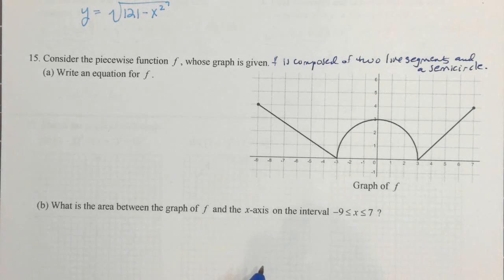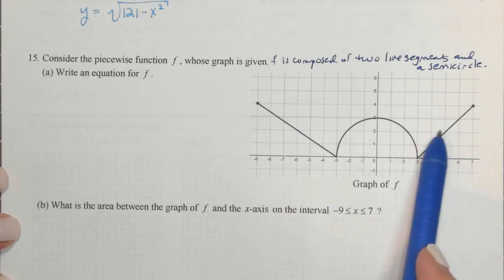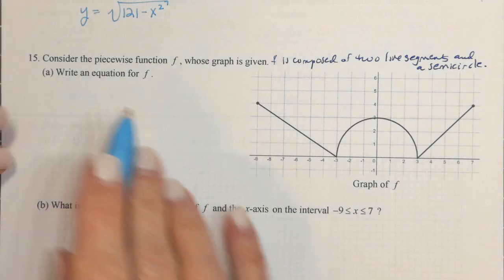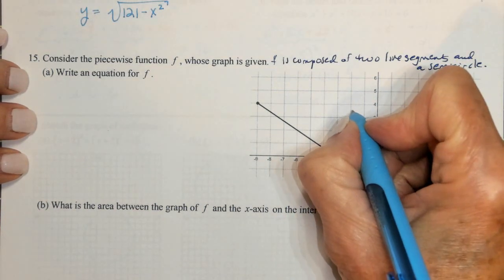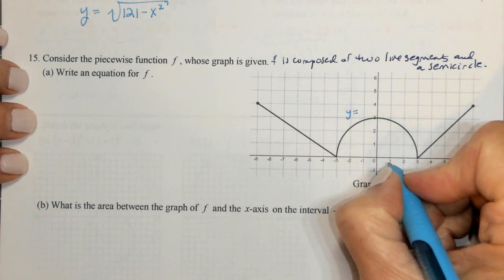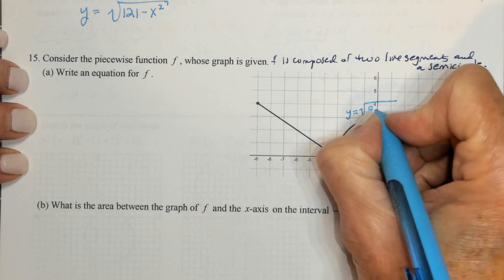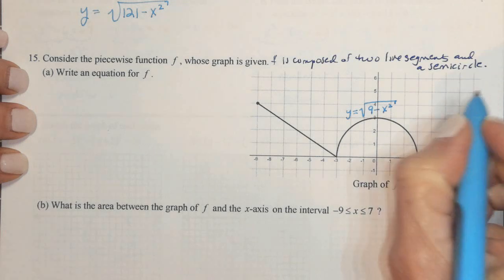Same thing with those line segments. They look linear, but we cannot be certain unless we are told. Okay, so we're going to write an equation for f. So the semicircle is actually the easy part. This is a semicircle centered at the origin, top half, radius 9. So this would be the square root of 9 minus x squared. That's the easy part.